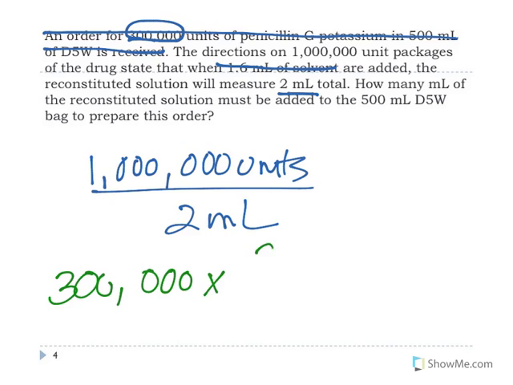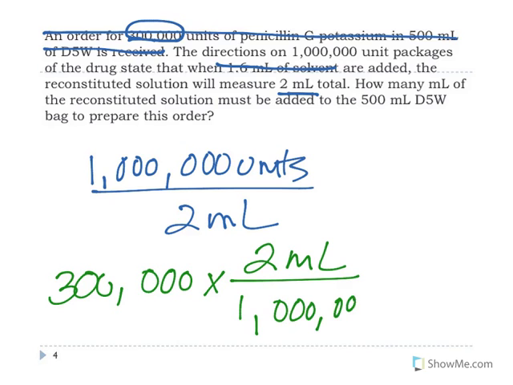and the vial I'm going to pull that out of is a 2 mil per 1 million unit vial, what do I need? And that's 0.6 mils. So the answer to this problem is, after you reconstitute the solution, you simply take out 0.6 milliliters, shoot it into your half-liter bag of D5W, and your drug is ready to go.